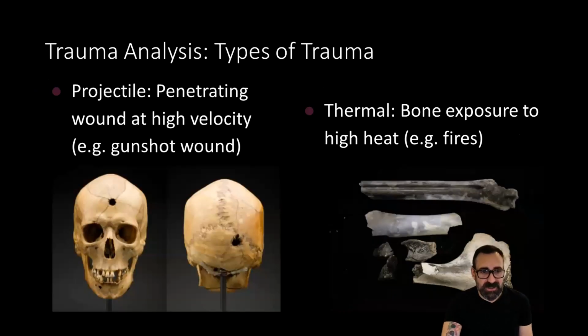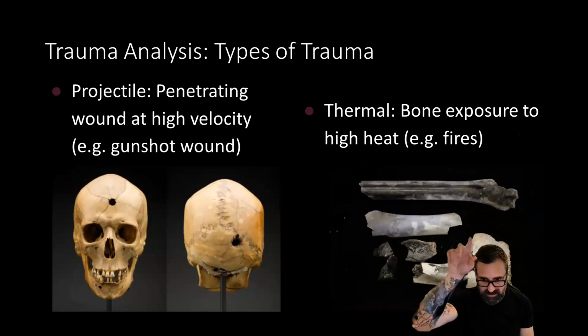Then you can have projectile trauma. This is caused by gunshots. It could be caused by bow and arrow, although that's less common nowadays. Or you can have thermal trauma, which would be being exposed to high heat. So you can see above me up here that these bones are charred. They've been burned.